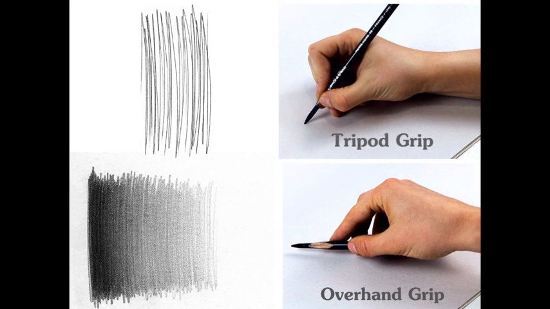Most of the drawings we've been working on up to this point, we've been using what we would call usually a tripod grip because we've been focusing on contour and cross-contour lines. What I'd like you to do in the upcoming exercises is try also the overhand grip. And what that is, it allows you to expose more of the pencil lead to the paper, and it gives you a broader area of tone as you work with the drawing.